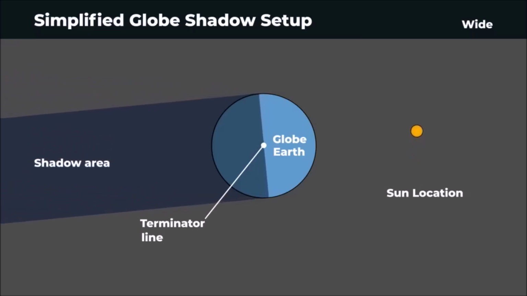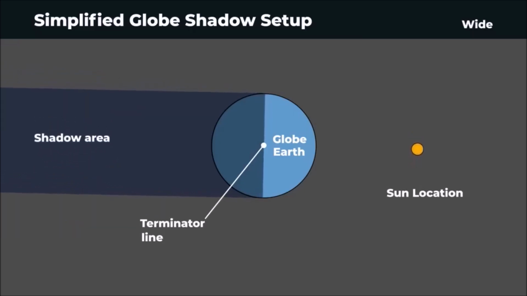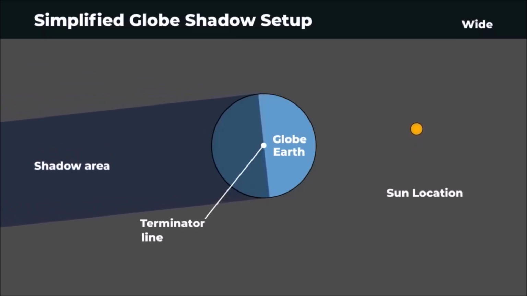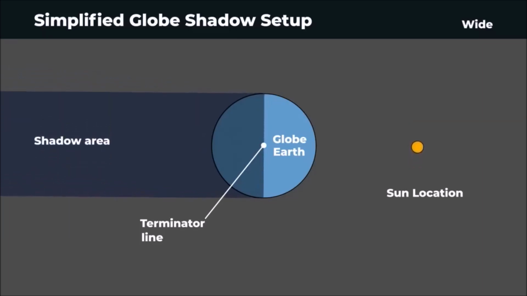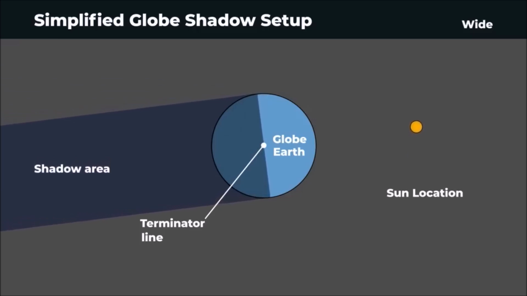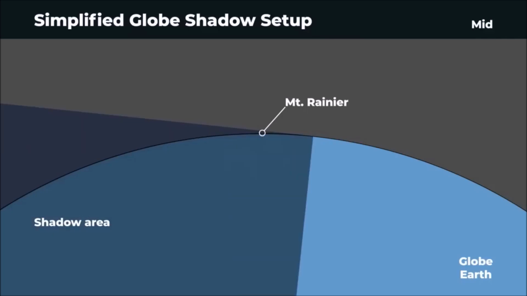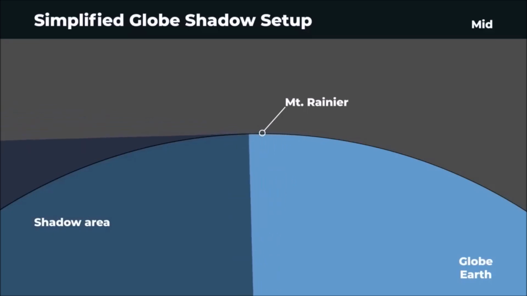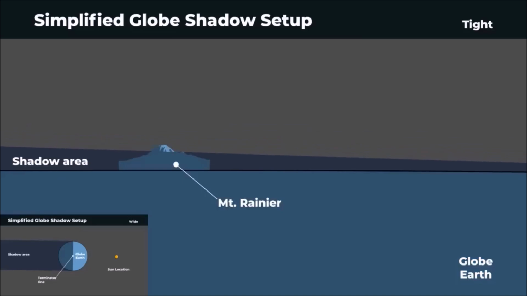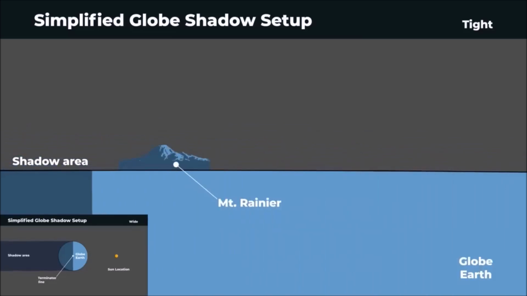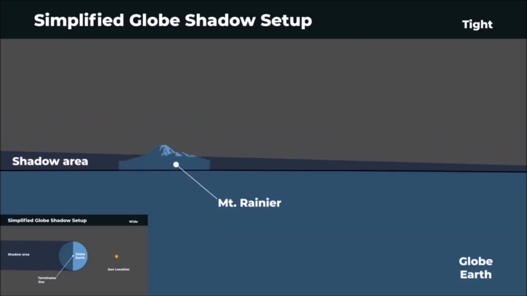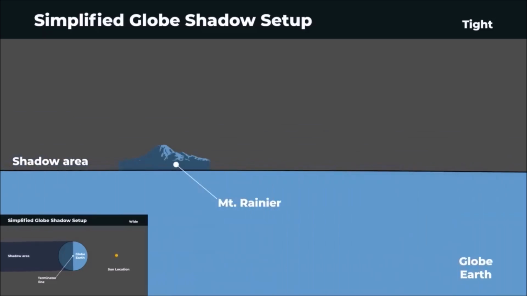For demonstration purposes, we're moving the sun in this example. This is what happens from a point of view on the Earth. As we zoom in closer, we see our Mount Rainier location and the terminator line interacting with it. And as we zoom even closer, we can see how the terminator line / bulge shadow interacts with the mountain.